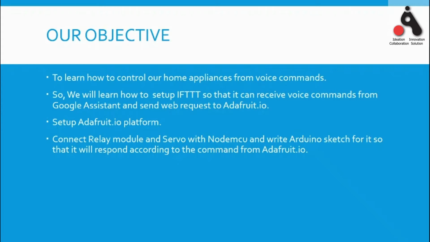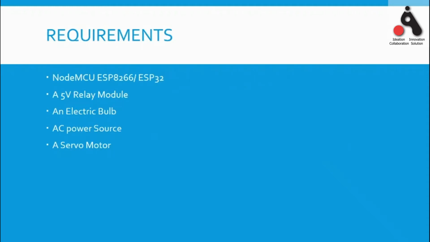The third thing is the electronics part, in which we are going to discuss the circuit diagram for connecting the relay module and servo motor with the NodeMCU. We can use other boards like ESP32, but in my case I am using the ESP8266 NodeMCU. And writing the Arduino sketch is not that difficult, because if you have a basic understanding of all these things, we can easily write the sketch according to the commands from Adafruit.io. So let's move to the next slide.